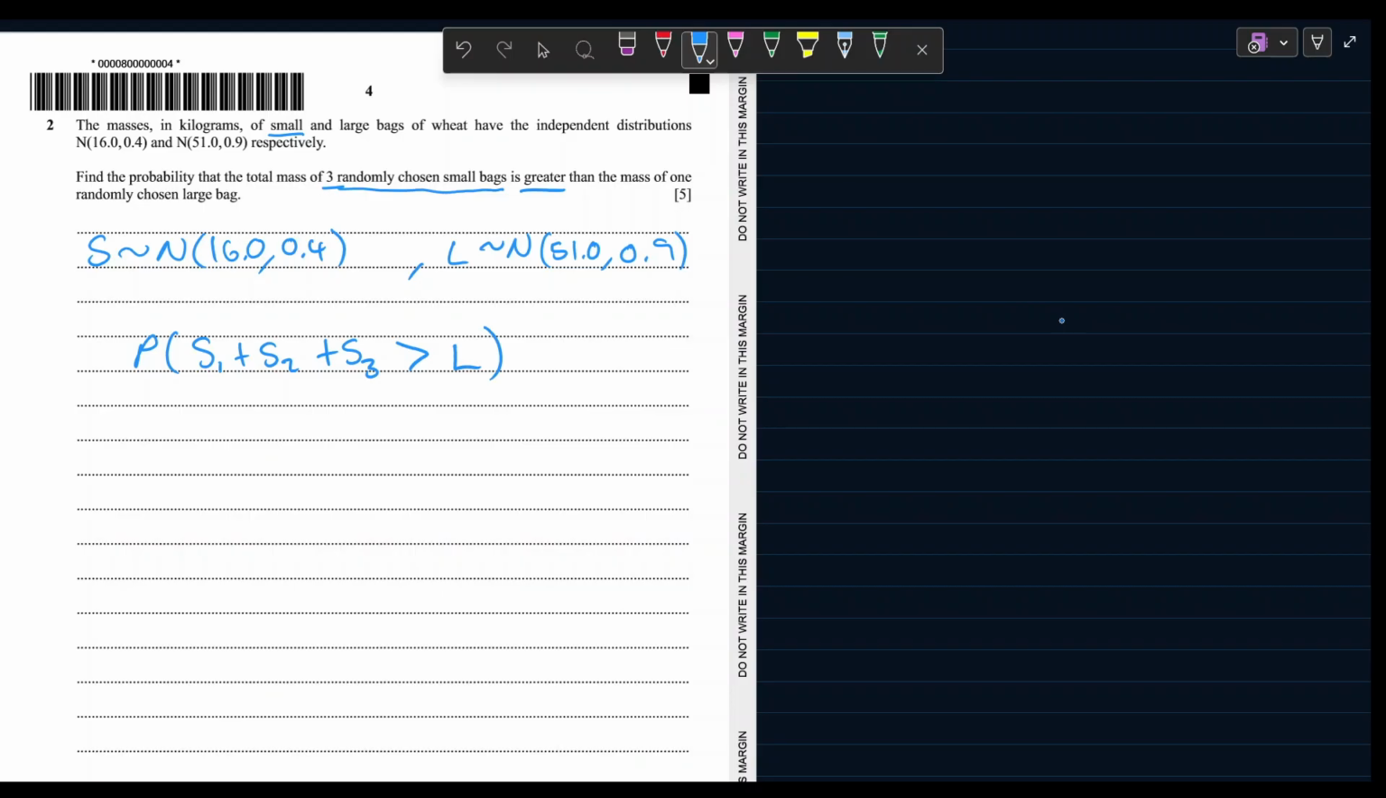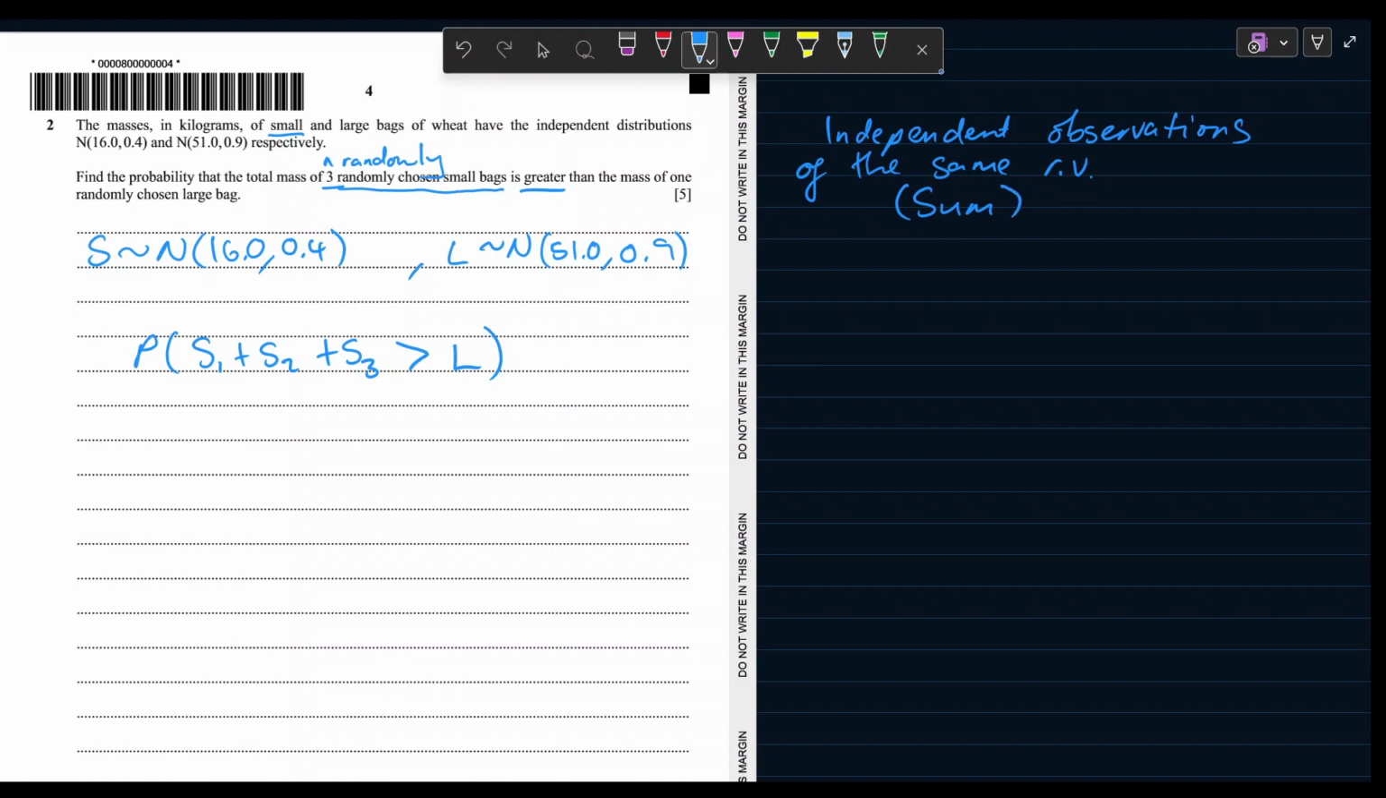So whenever you see 3 randomly or n randomly chosen, these are independent observations of the same random variable, i.e. this is a sum, it is not a multiple.